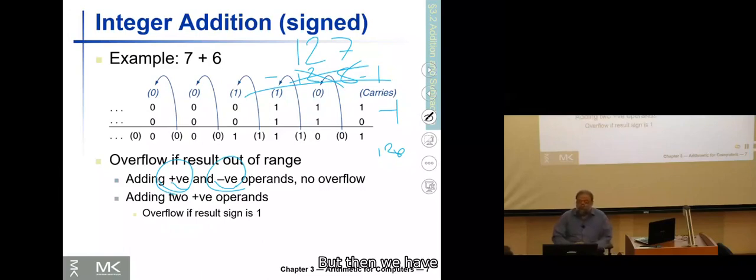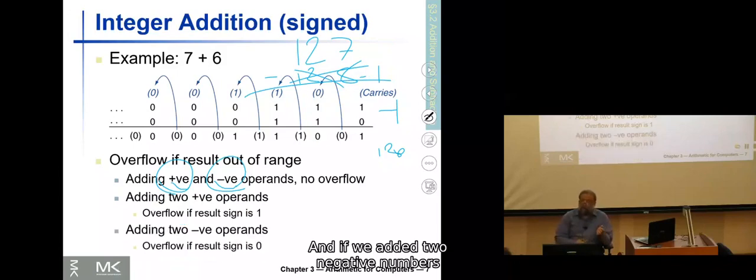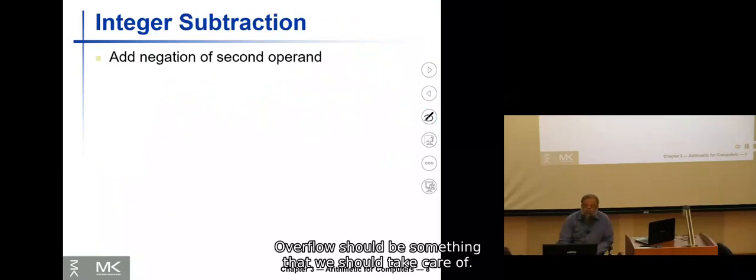But when we add 2 positive numbers and the result is negative, it means that there is overflow. And if we add 2 negative numbers and the result is positive, it means that an overflow happens. So we have to take care of these things. Overflow is something that we should take care of.